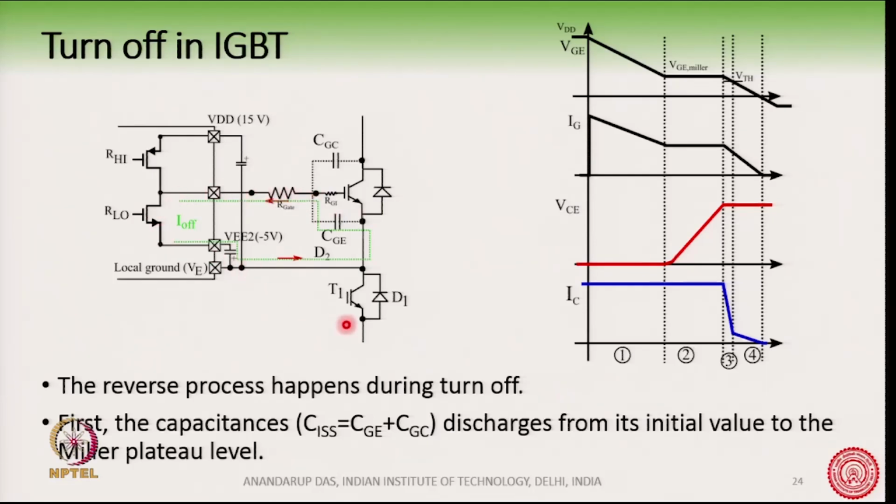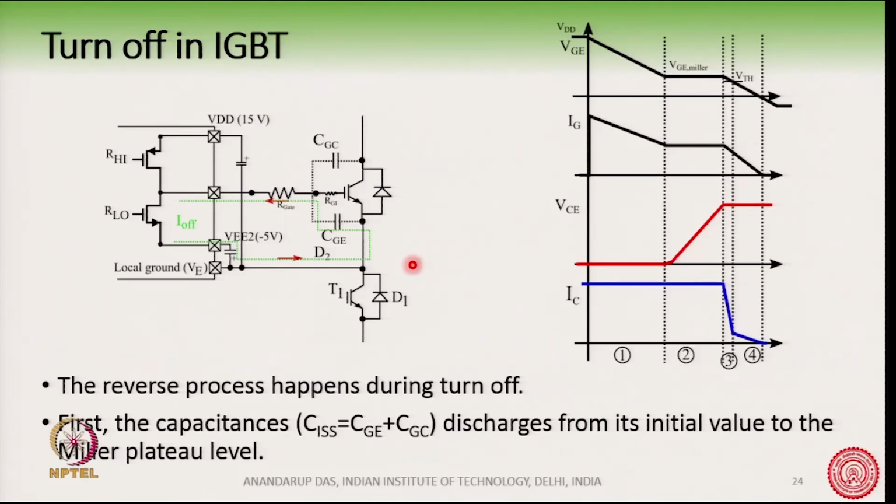And of course, you can see here that this is charged to minus 5 volt in this example. So, it is like this here. The gate emitter voltage at the end of turn off will come to minus 5 volt, because this is the plus terminal. So, this will come here, and so this capacitor will be charged to minus 5 volt at the end of the whole process of turn off.